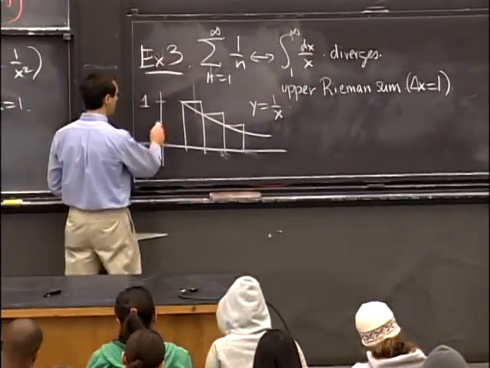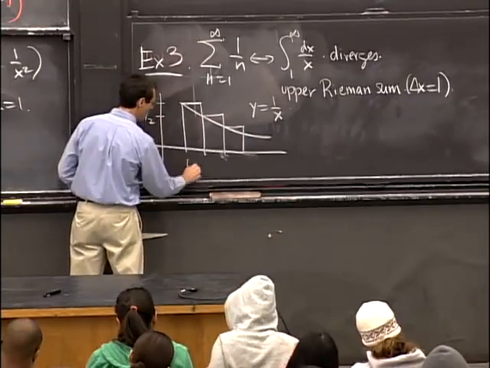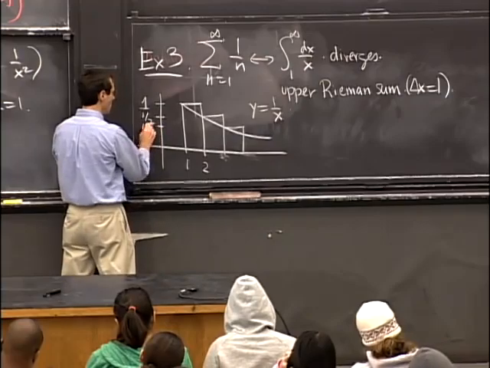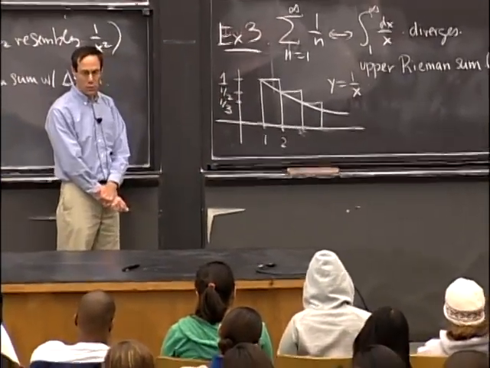And let's check what its levels are. This is not to scale. This level should be a half. So if this is 1 and this is 2, then that level is supposed to be a half. And this next level should be a third. That's how the Riemann sums are working out.